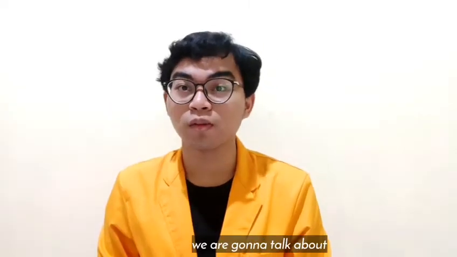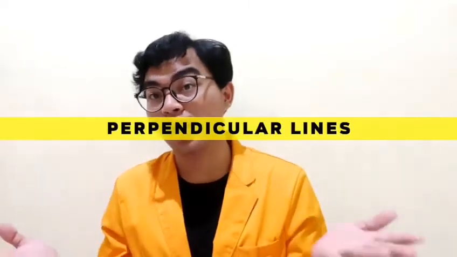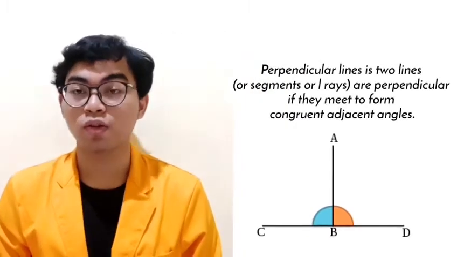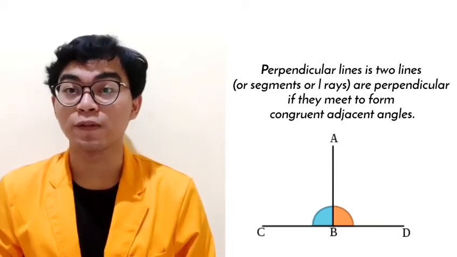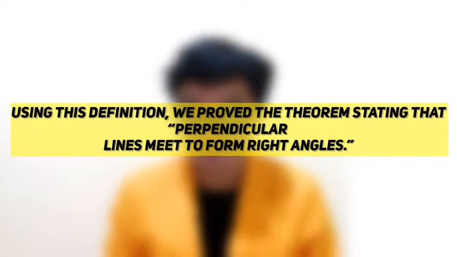First of all, we're going to talk about perpendicular lines. By definition, two lines, segments, or rays are perpendicular if they meet to form congruent adjacent angles. Using this definition, we prove the theorem stating that perpendicular lines meet to form right angles.